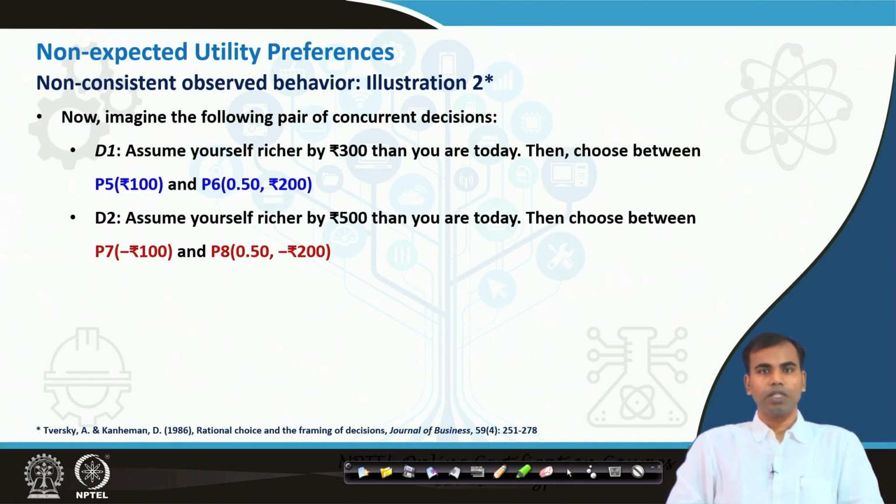In another decision choice, you are supposed to be richer by 500 rupees than you are today, and then you are faced with two prospects, P 7 and P 8, where P 7 is a sure shot loss of 100 rupees and P 8 has a loss of 200 rupees with a 50% probability. Now, this is an interesting situation where the level of wealth or the change in the level of wealth becomes more critical about what decision you make.